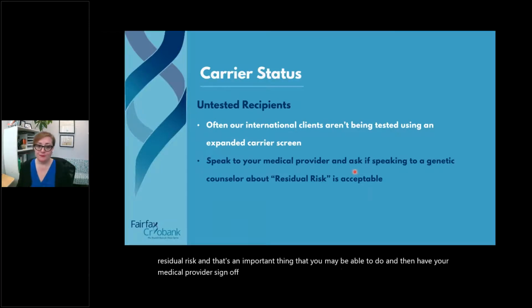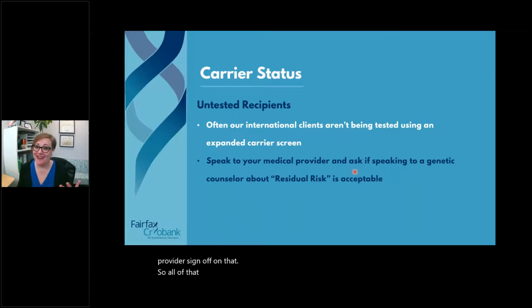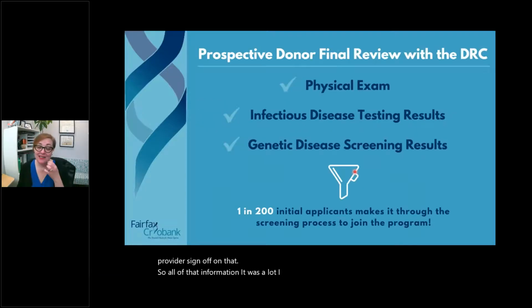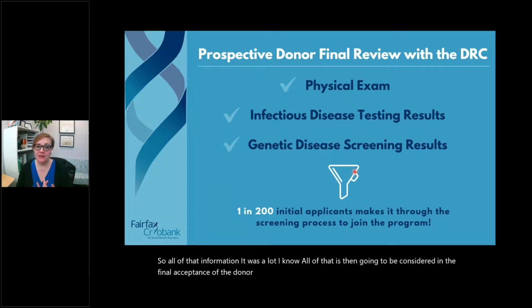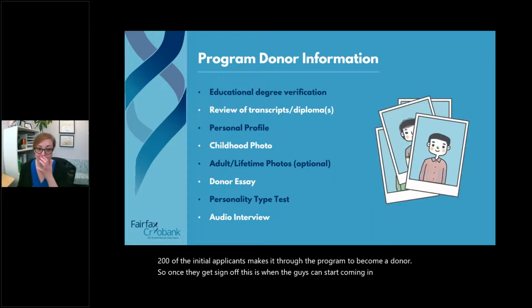That's an important thing that you may be able to do, and then have your medical provider sign off on that. So all of that information, it was a lot, I know. All of that is then going to be considered in the final acceptance of the donor. So we're considering the physical exam, the infectious disease testing results, the genetic disease screening results, all of that. And like I said, about 1 in 200 of the initial applicants makes it through the program to become a donor. Once they get sign off, this is when the guys can start coming in and leaving a sample each week.